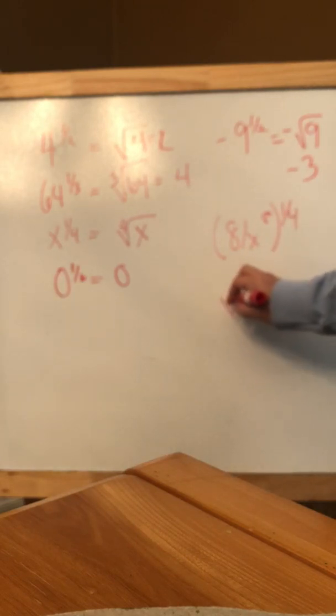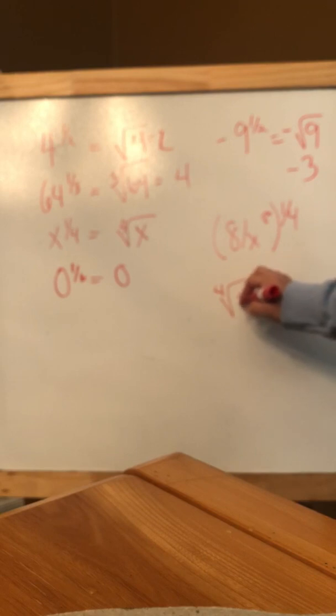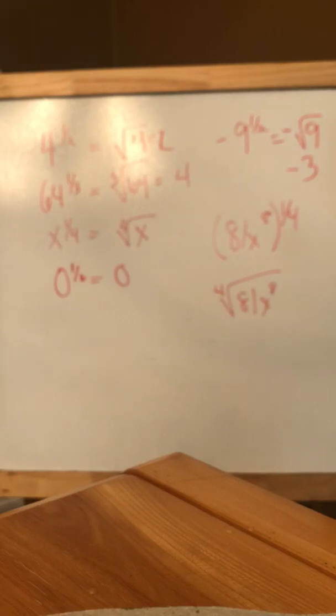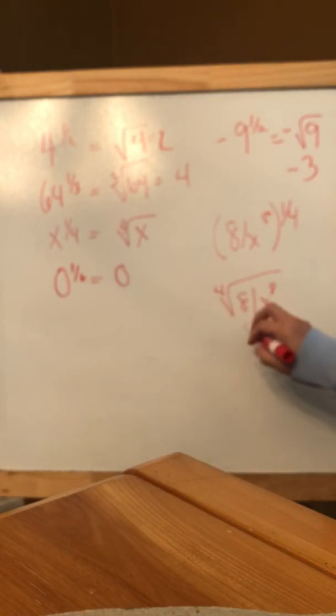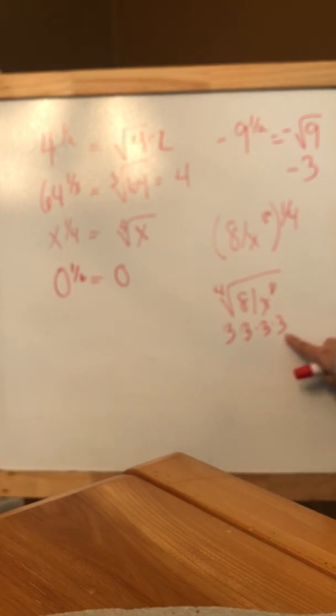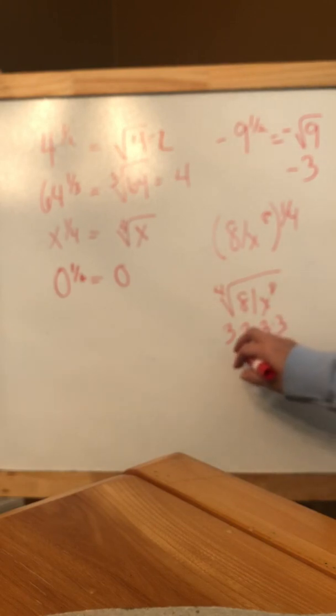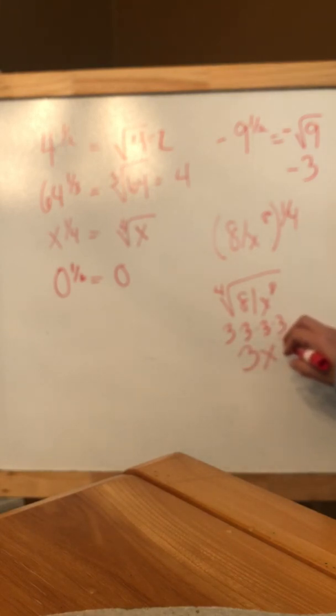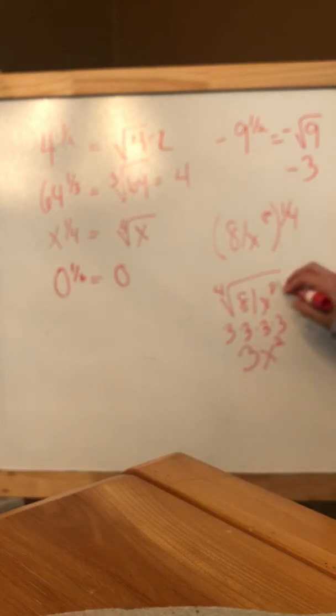All right. So we have the 4th root of 81x to the 8th. So we can simplify that some by saying, well, what's the 4th root of 81? That is going to be 3 times 3 times 3 times 3, 9, 27, 81. And how about the 4th root of x to the 8th? Okay, so we're going to say 3x squared for this. All right, it simplifies to 3x squared.